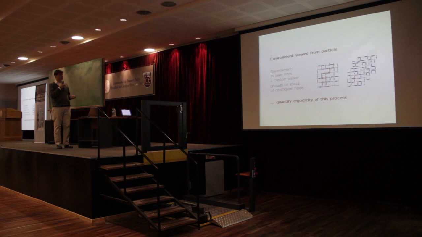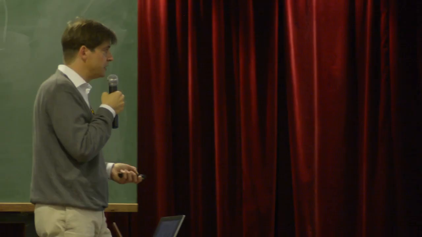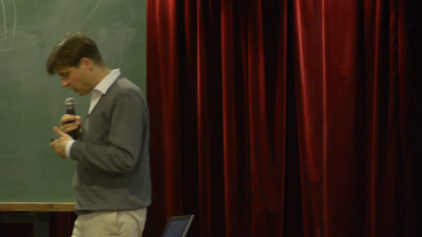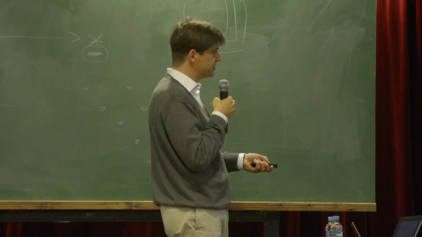You have this particle that performs a simple random walk in this heterogeneous environment, and now you place yourself on top of the particle and you look at your changing environment, and that defines a process on the environments, which usually goes by the name environment viewed from the particle. And again, this is something I learned from Jean-Christophe Bourin, if you want to quantify quenched invariance principles, in a certain sense, you have to quantify the ergodicity properties of this process.